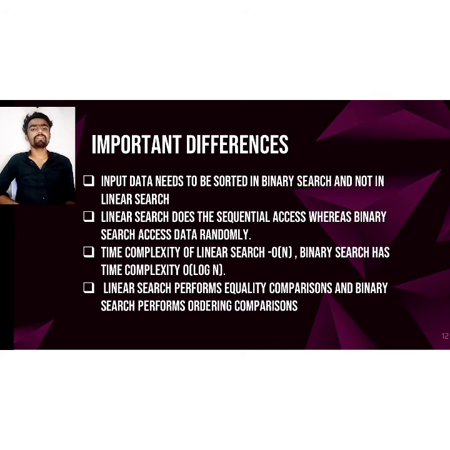So the difference between linear and binary search. Importantly, input data needs to be sorted in a binary search and not in a linear search. So in linear search, the list need not be sorted. In binary search, the list must be sorted. A linear search does sequential access, whereas a binary search accesses data randomly. In linear search, we search any number in a sequential way. In binary search, we can search randomly by skipping numbers.